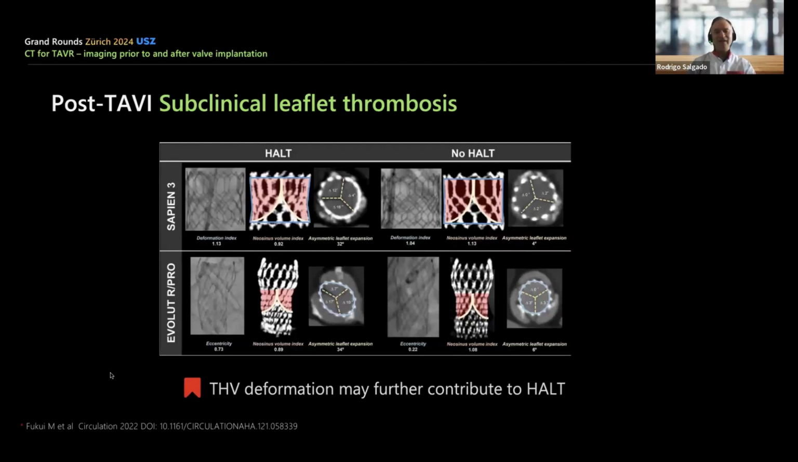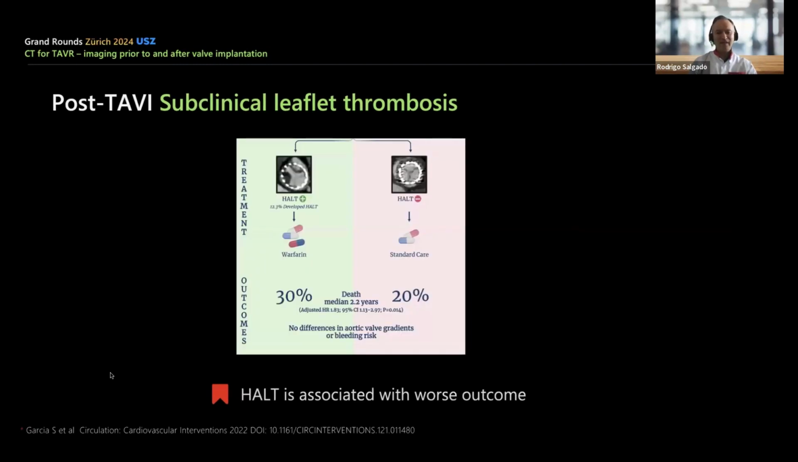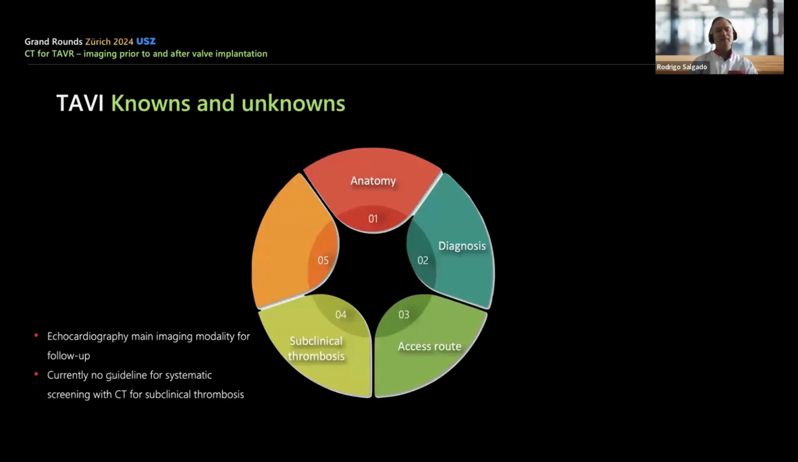This recent paper also indicated that maybe the deformation of the transcatheter valve after deployment, and I already showed you one example with very prominent deformation, might contribute to this subclinical thrombosis. But it is subclinical, so should we treat the patient with more severe anticoagulation just because the images are abnormal? A few years ago, there was no consensus because we didn't have enough evidence, but we are gathering more and more evidence that indeed, when you have this reduced leaflet motion of the subclinical thrombosis, it is associated with a worse outcome.